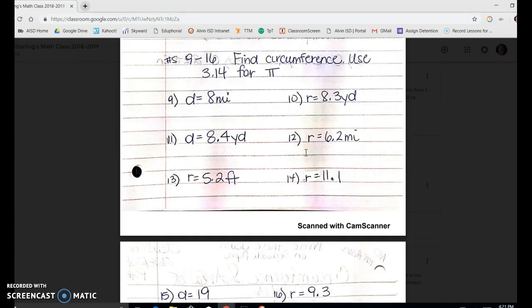What's your question, hon? Do we have to turn in the paper where we show our work? Always turn in where you show your work, because I care more about the work than I care about the answers, because I need to know your process. 9 is 8 miles, and 12 radius is 6.2 miles.